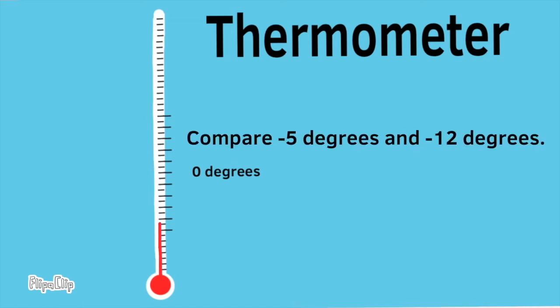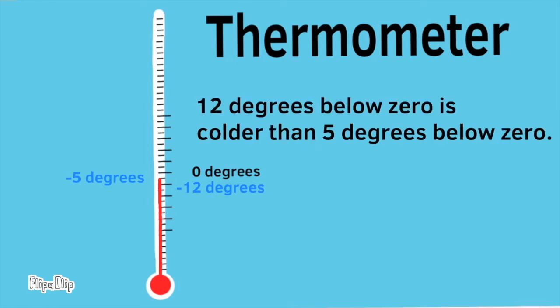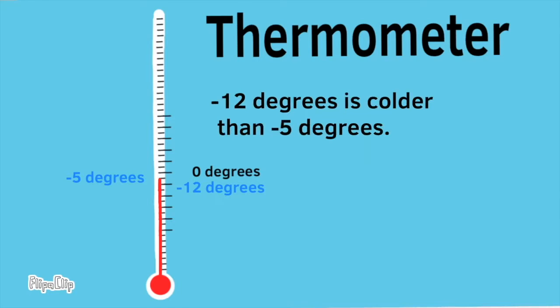Compare -5 degrees and -12 degrees. Here the mercury's location sits at -12 degrees, or 12 degrees below zero. As the temperature rises just a bit, the new location is -5 degrees, or 5 degrees below zero. 12 degrees below zero is colder than 5 degrees below zero. -12 degrees is colder than -5 degrees.